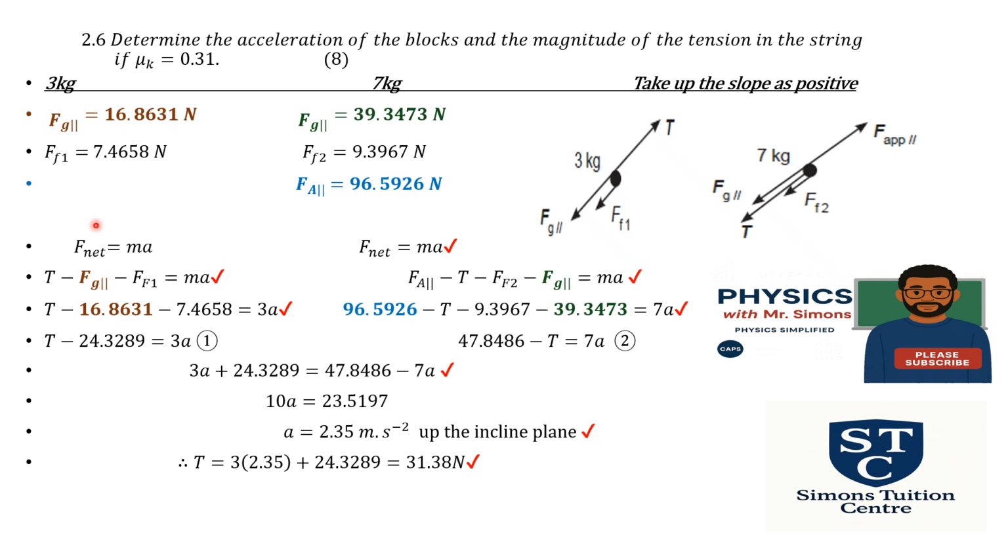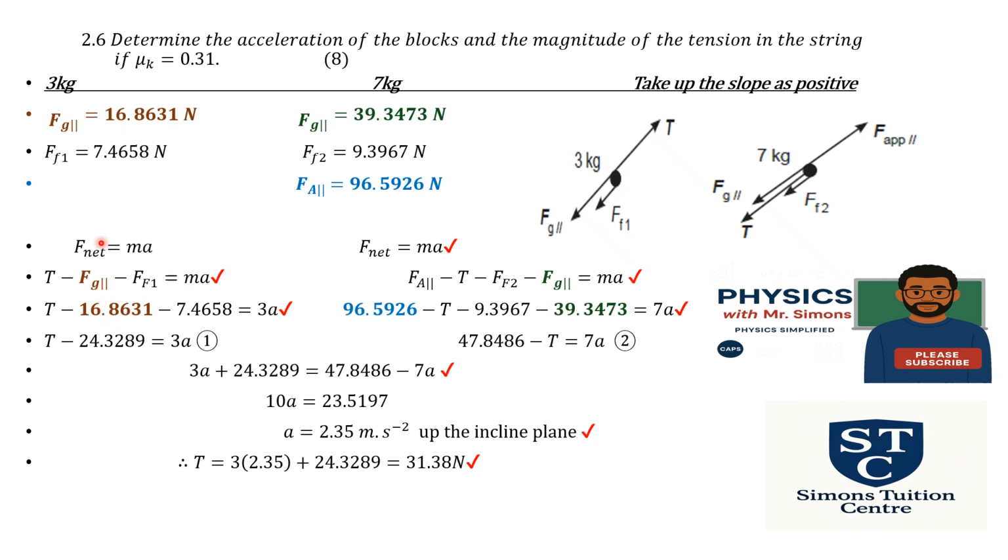So for 3 kg, F net equals ma, because they said acceleration. 7 kg, F net equals ma. My forces there: tension minus Fg parallel minus force of friction must equal my mass times acceleration. And my applied force parallel minus Fg parallel minus my tension minus my force of friction 2 must equal mass times acceleration. So 1 mark there for getting my net forces correctly.